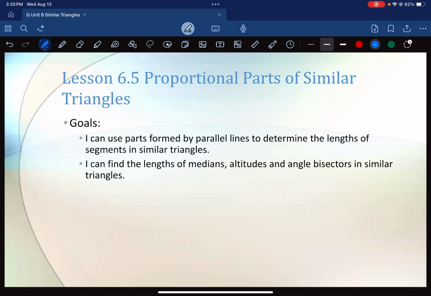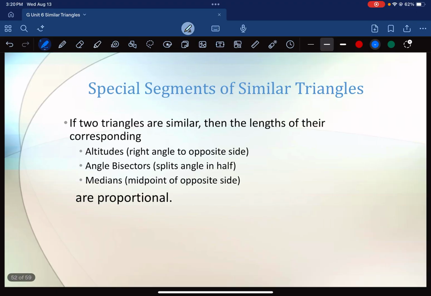This is lesson 6.5, proportional parts of similar triangles. So the goal in this lesson is I can use parts formed by parallel lines to determine the lengths of segments in similar triangles. And I can find the lengths of medians, altitudes, and angle bisectors in similar triangles.